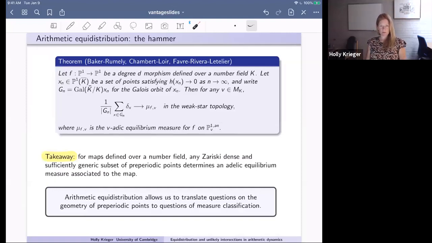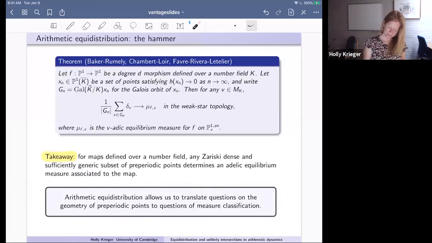So what's the takeaway here? The takeaway of this equidistribution theorem is the following. If I have some endomorphism defined over number fields, its pre-periodic points are points of height zero. And so once I have a large set of them, say a Zariski dense set of them, they cannot just freely live around the variety, because I know that they have to satisfy this equidistribution theorem. And so what arithmetic equidistribution allows us to do is to translate questions on the geometry of pre-periodic points to questions about classifying this adelic measure associated to the map. So if there's only one thing you remember from this whole talk, please let it be that.